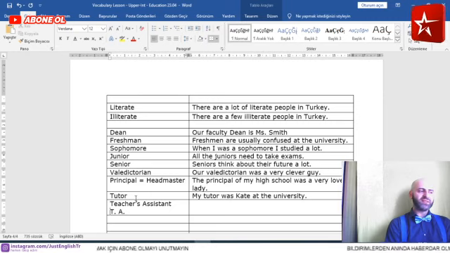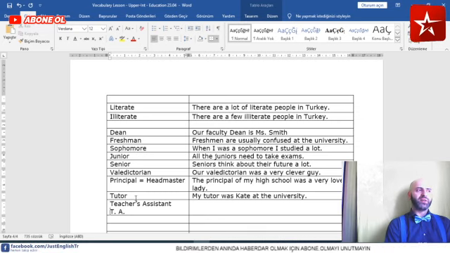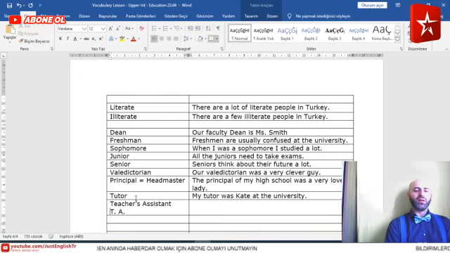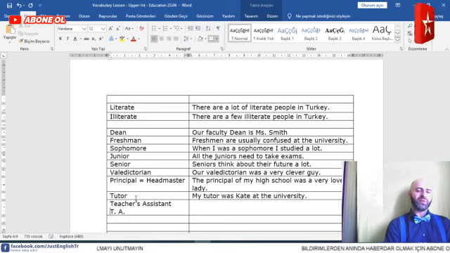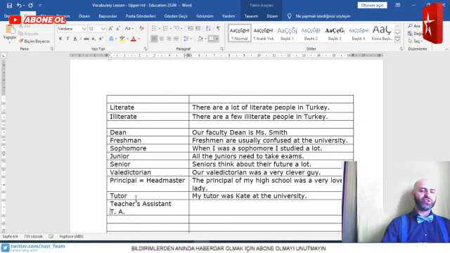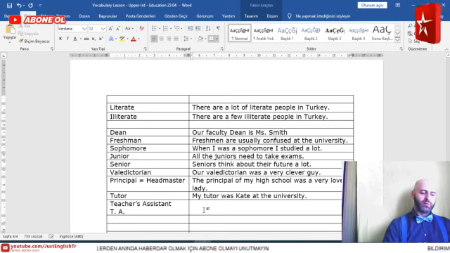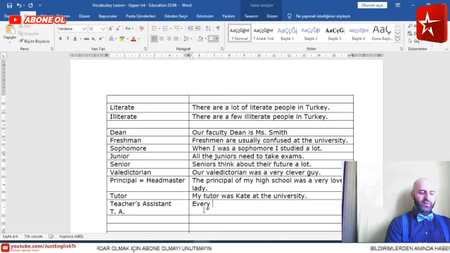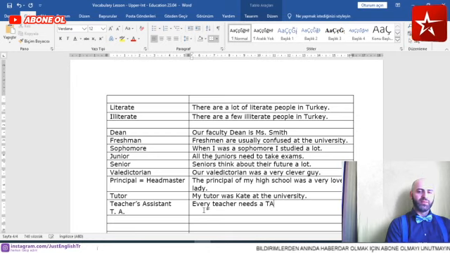So teacher's assistant, this is someone who helps the teacher. Usually this person is master degree student, and at the same time he or she goes to some classes and maybe does some practical work with students, or checks students' homeworks, does some paperwork for teacher. Every teacher needs a TA.